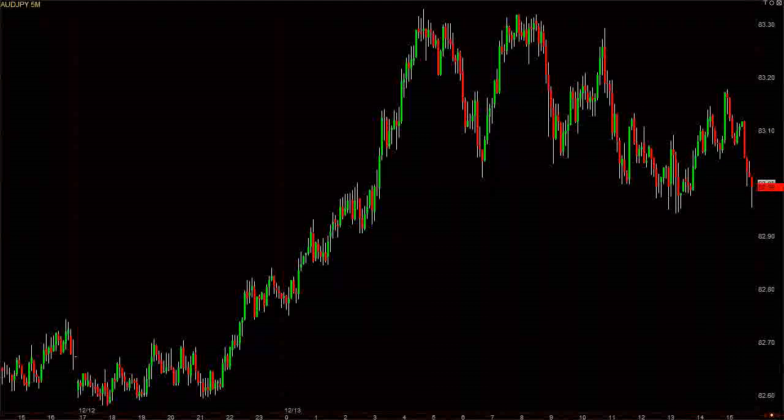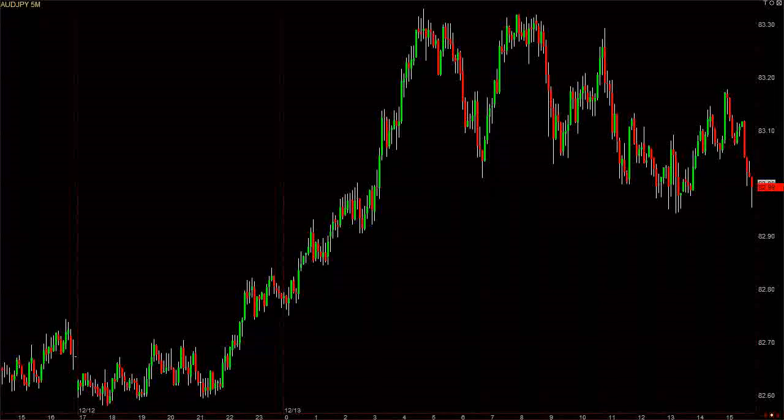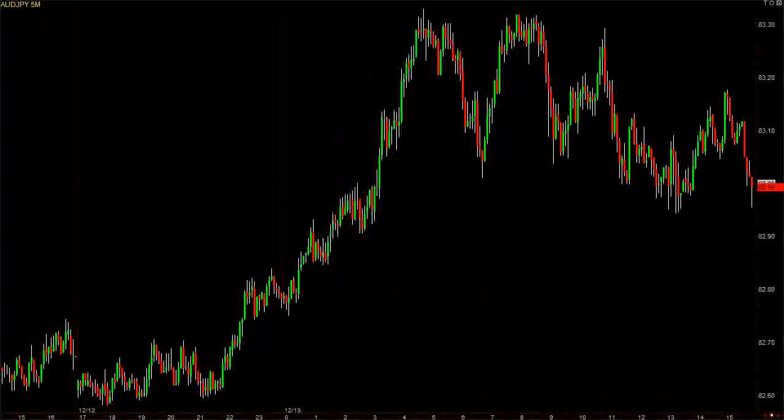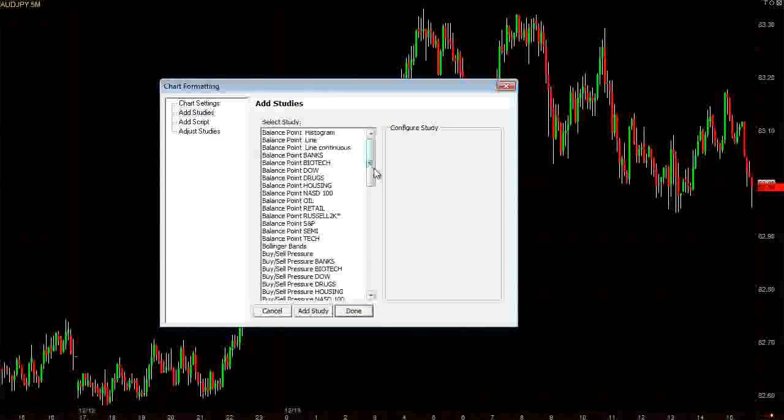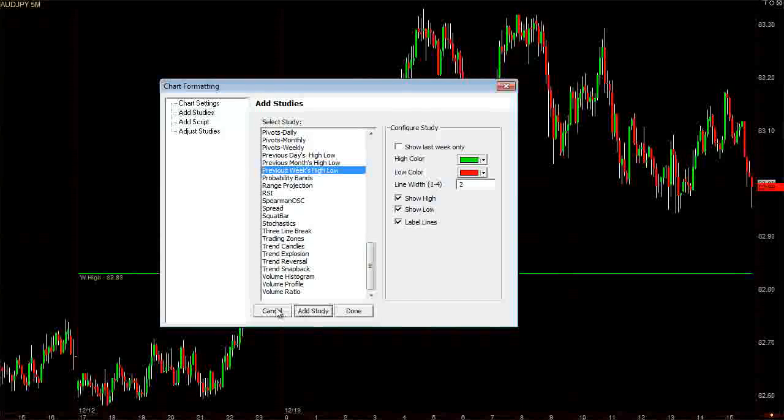These are very significant levels that usually have major buying and selling, and when price breaks through these levels, the trends usually continue. To add this to your chart, you right-click, Chart Settings, Add Studies, and scroll down to previous week's high and low, and click Add Study.